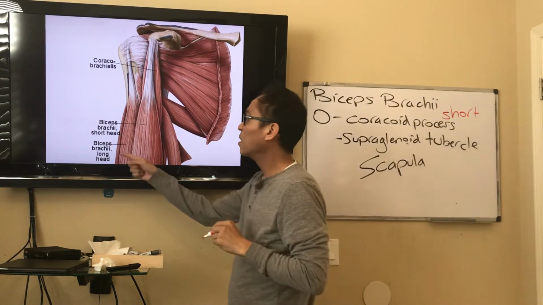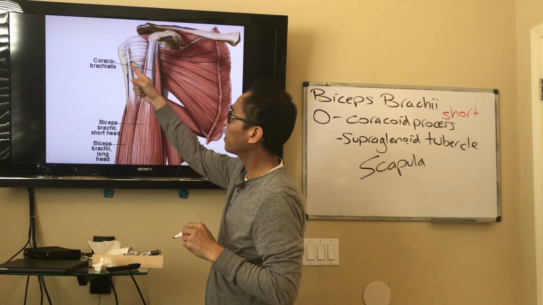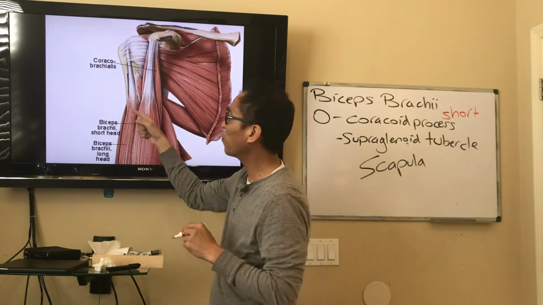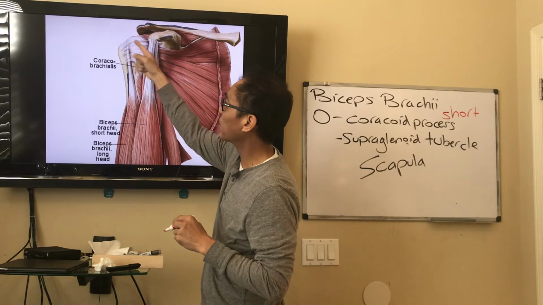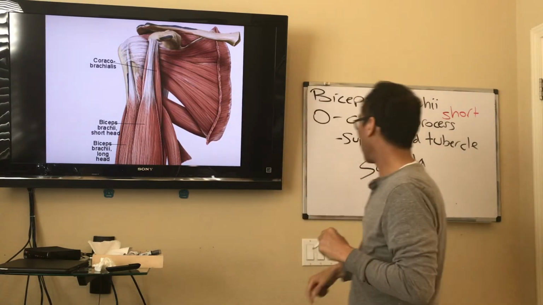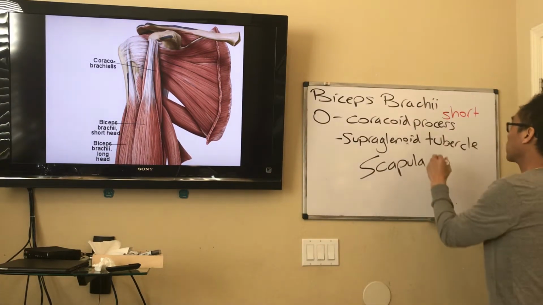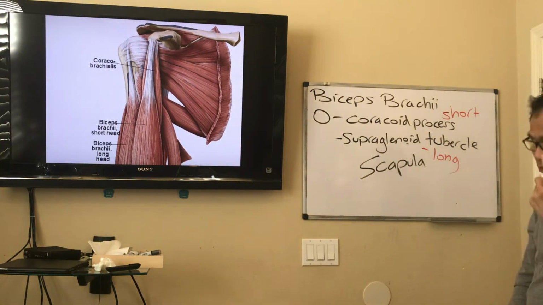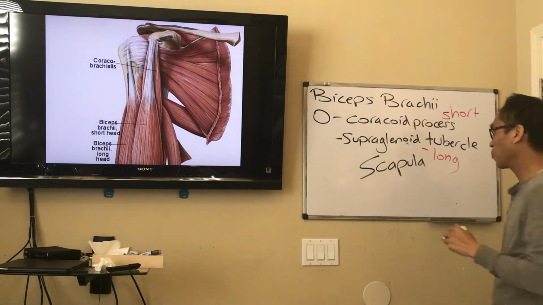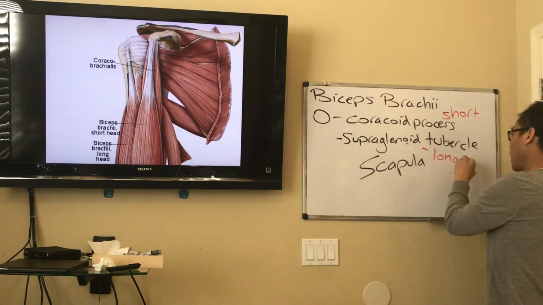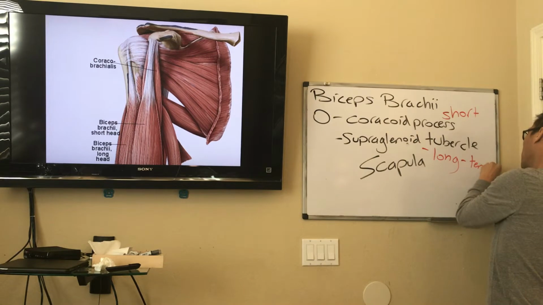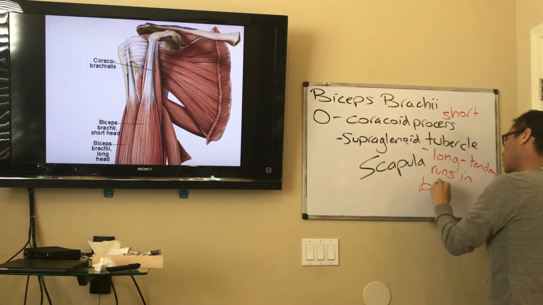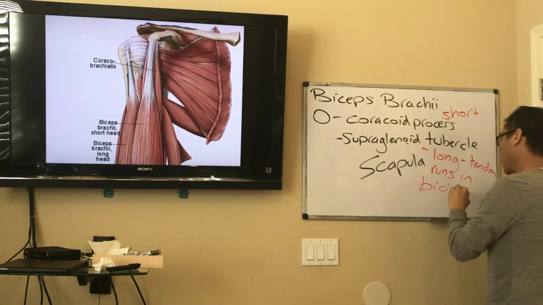Long head. That has that long tendon that runs in the bicipital groove, or intertubercular groove. It goes all the way up there. It disappears there, but it ends up at the supraglenoid tubercle. So this is for the long head. And I'll remind you, the tendon runs in the bicipital groove for the long head.